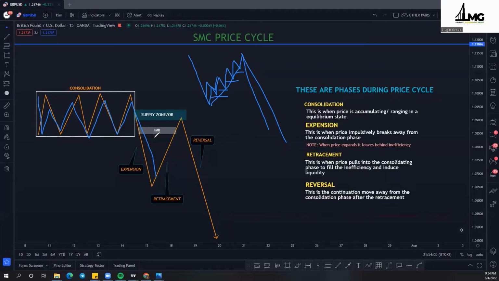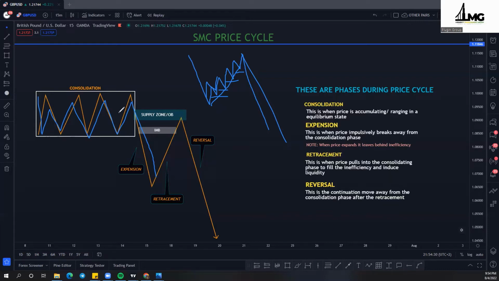So just make sure that you look out for the liquidity that's been induced during the retracement, and then you look out for the imbalance that is formed during expansion. And then the last thing that you need to look out for is the supply or the demand zone that is formed in the consolidation phase right before the breakout, right? So before price breaks out of the consolidation or the range, it tends to leave a zone or an order block that you need to look out for.